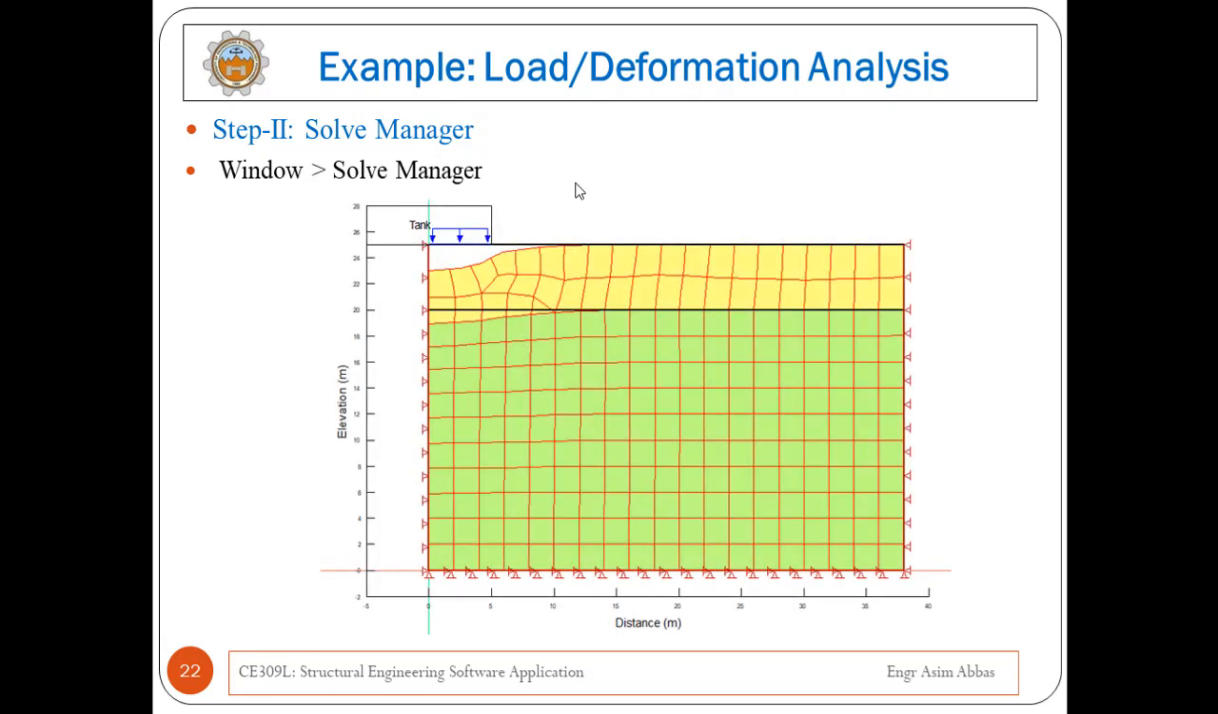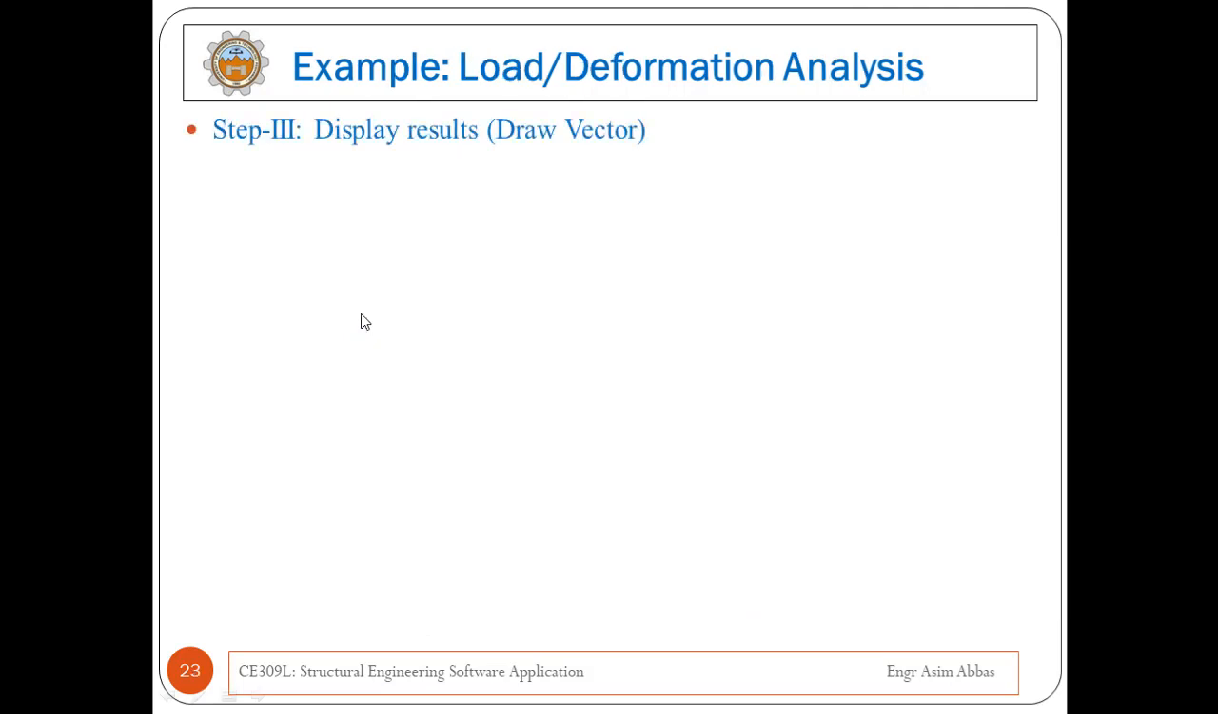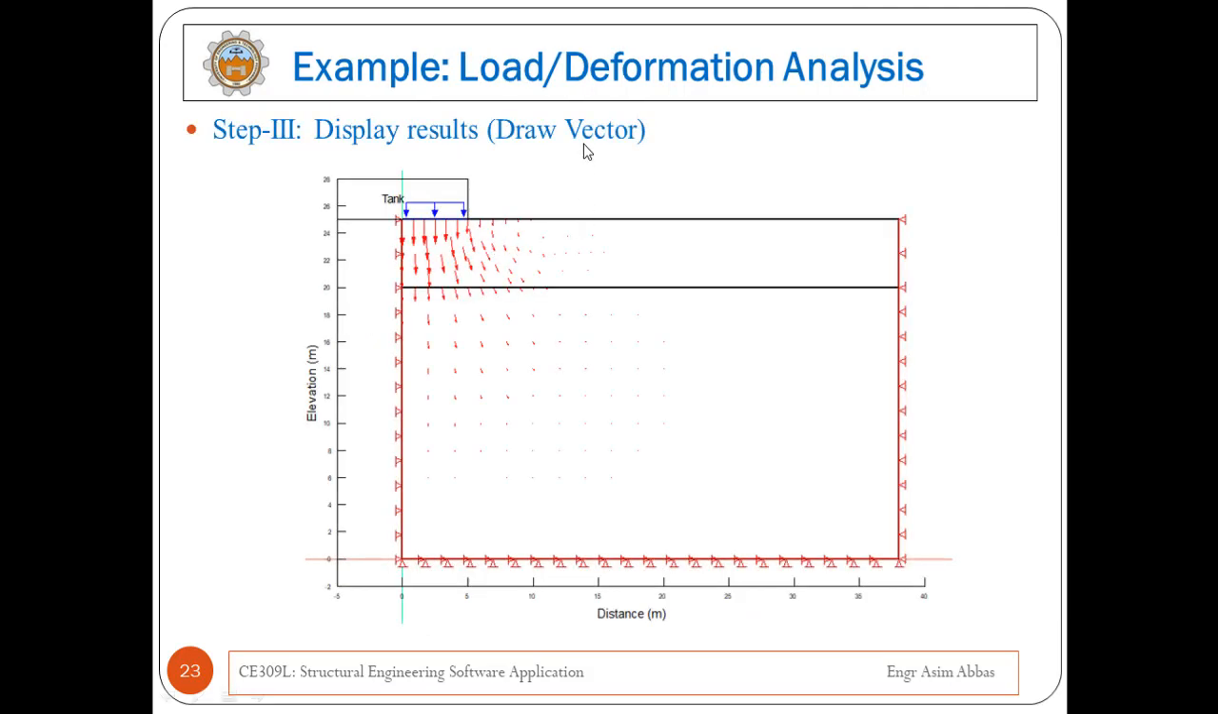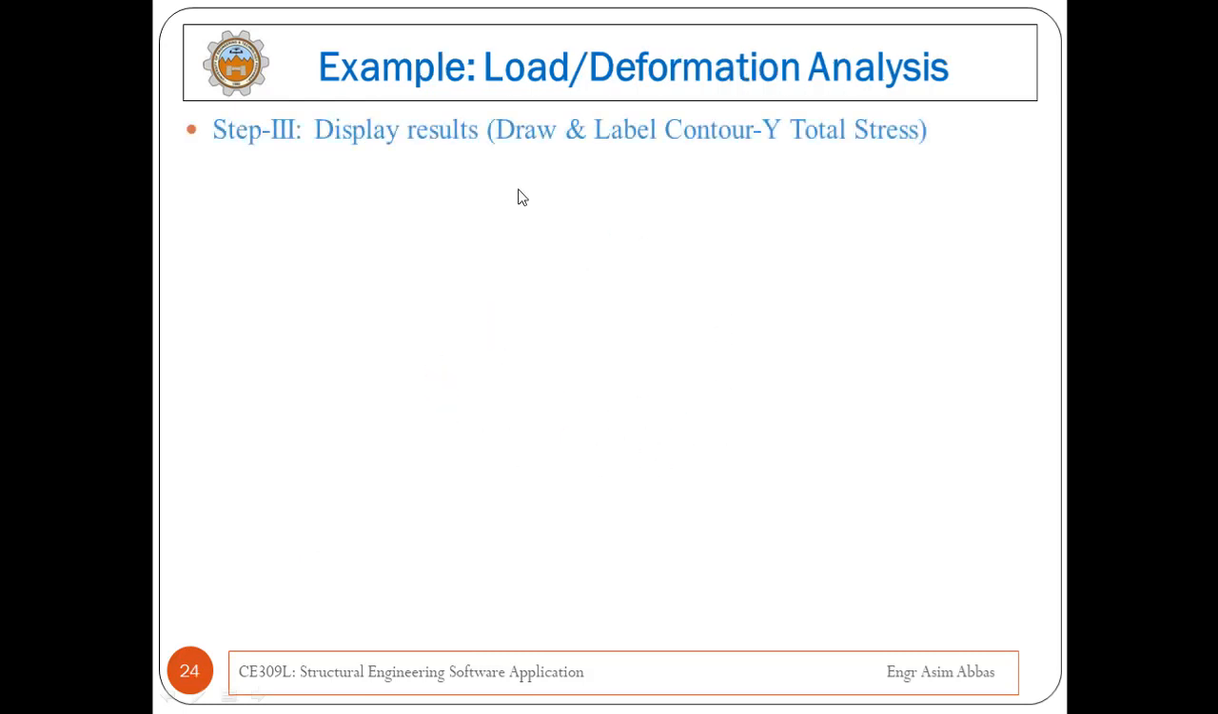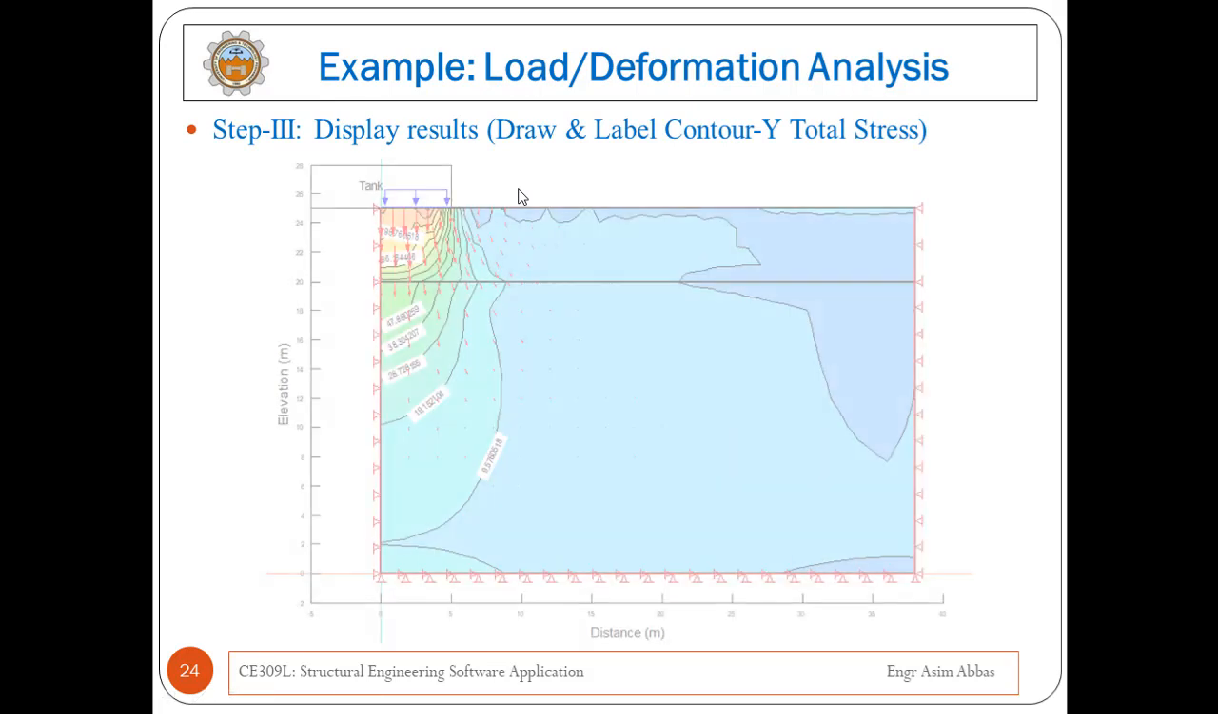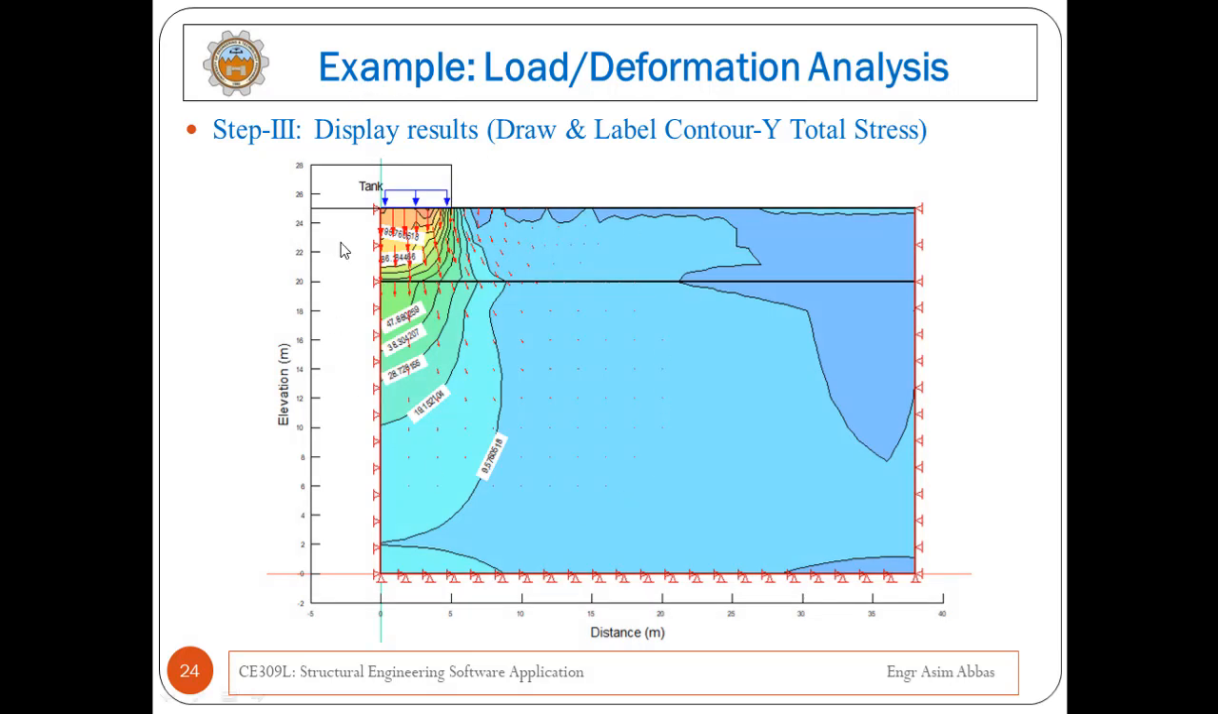When the analysis is completed, we can display different results, like we can draw vector. For that, go to draw, right, and choose the vector, so in the direction of the pressure that is moving inside the medium. Similarly, you can draw and label contour for y total stress. This is the y total stress, right, and this is actually the stress distribution beneath the water tank, and the contour shows the similar stress distribution.